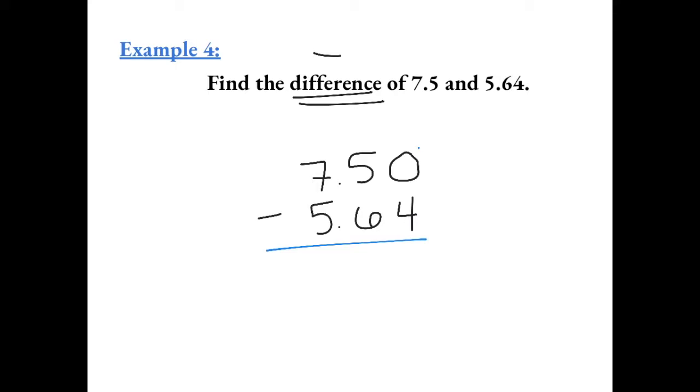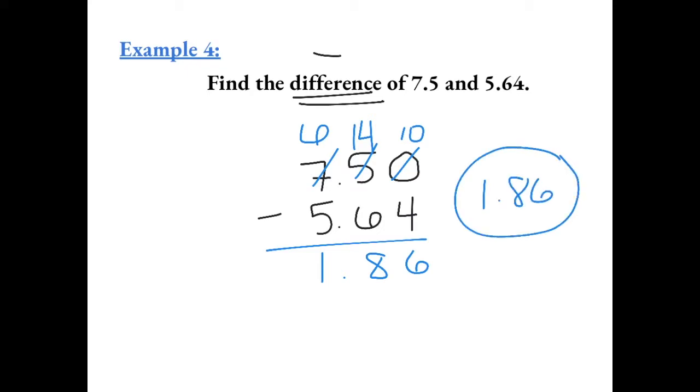0 minus 4, we're going to have to make this a 10 and borrow from the 5. 10 minus 4 gives us 6. 4 minus 6, again, we're going to borrow. 14 minus 6 gives us 8. And 6 minus 5 gives us 1. And we got to bring down the decimal. So the difference of 7.5 and 5.64 is 1.86.